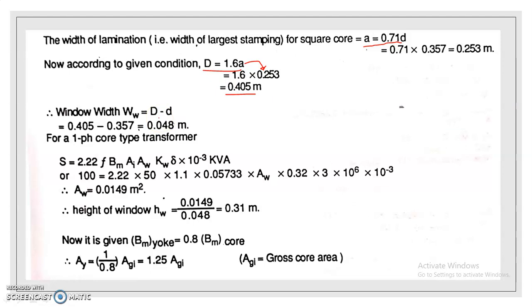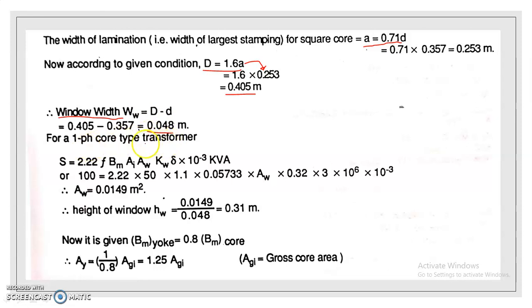Now we have capital D and small a, so we can calculate the WW. We have the formulation capital D is equals to WW plus small d. So we can calculate the width of the window. WW is equals to capital D minus small d. You will get the width of the window here.